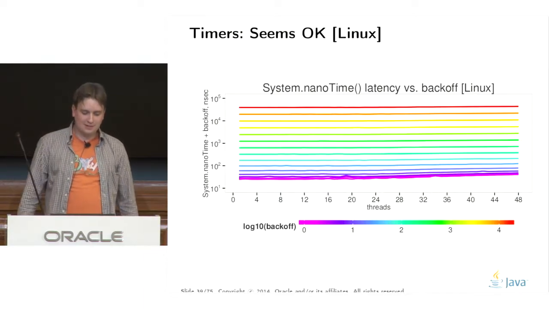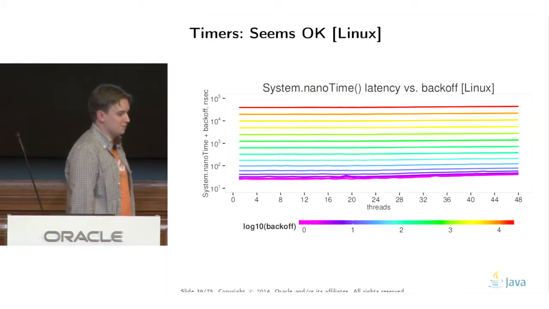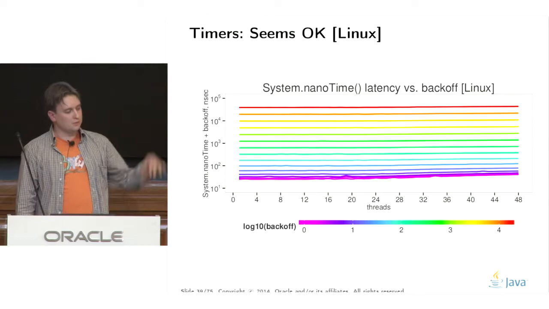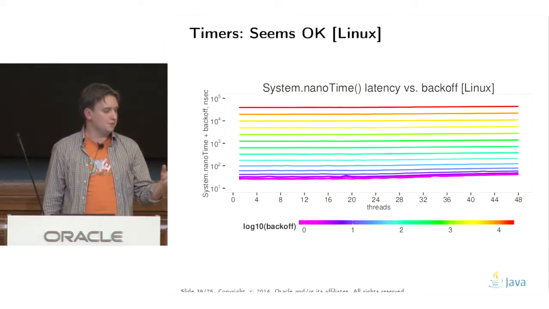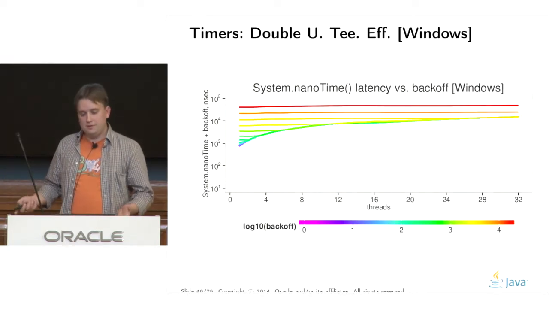Yeah. All right. So this is Linux, right? And we actually see that this nanotime is more or less scalable. There are some latency effects on the lower tiers when the nanotime cost is actually compared to the backoff costs, but it's all good there, right? And this is Windows.